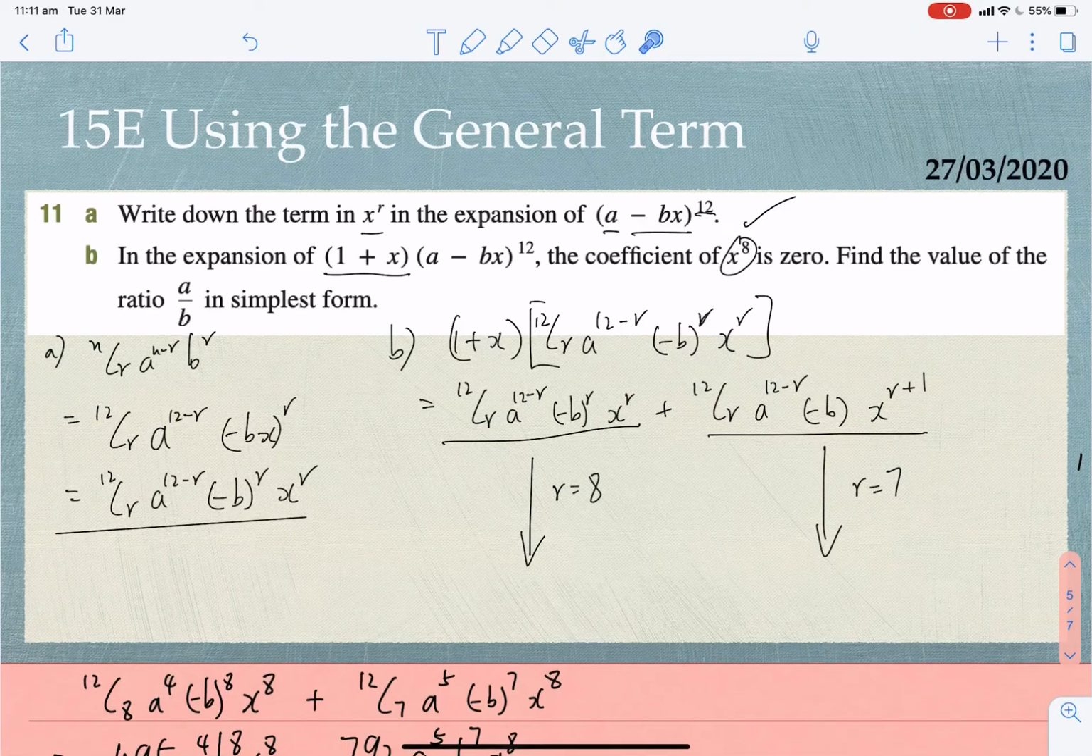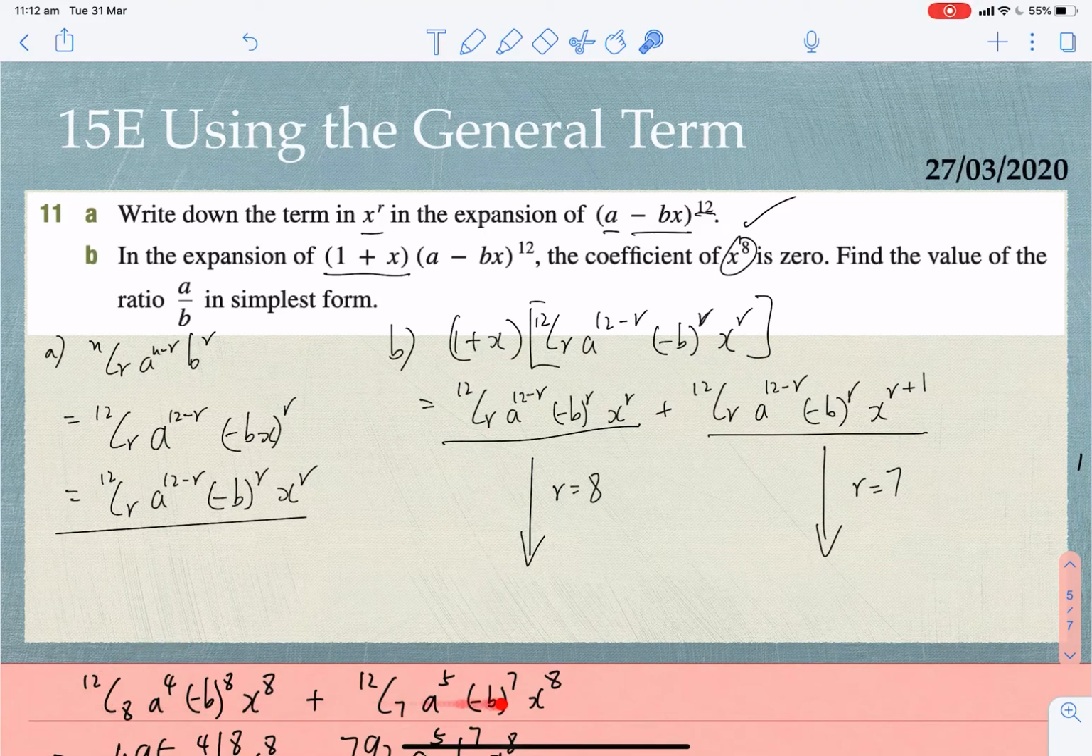Second one, r is 7 this time, not 8, okay? Because we got the index of r plus 1. So in this big term here, we need r equals 7. So 12 choose 7, a to the power of 12 minus 7, which is 5, and then negative b to the power of 7, because r is 7. Whoopsie, I forgot the r here. And then x to the power of r plus 1, 7 plus 1 is 8. So in both of the terms, we have x power 8.